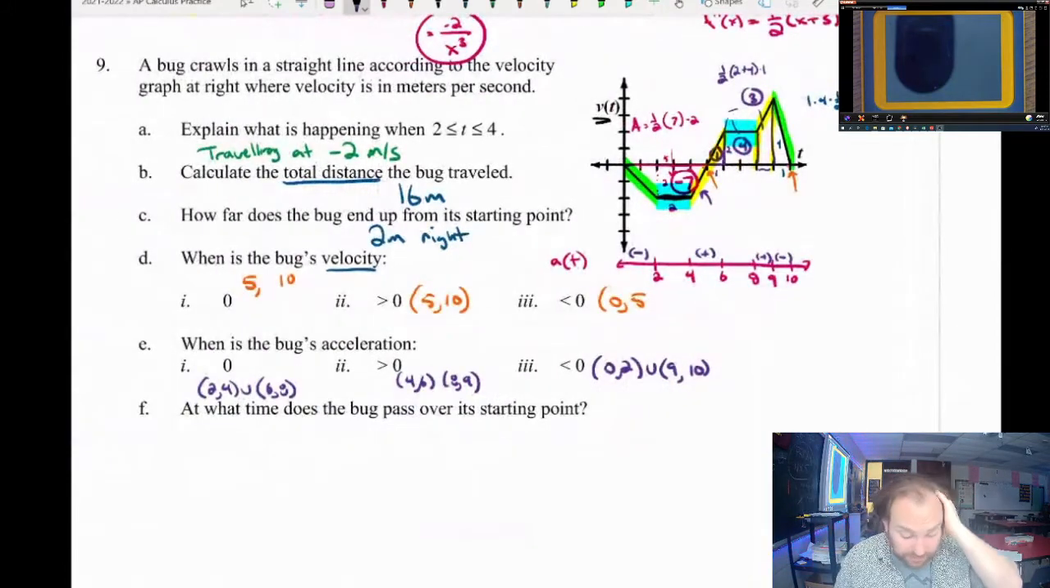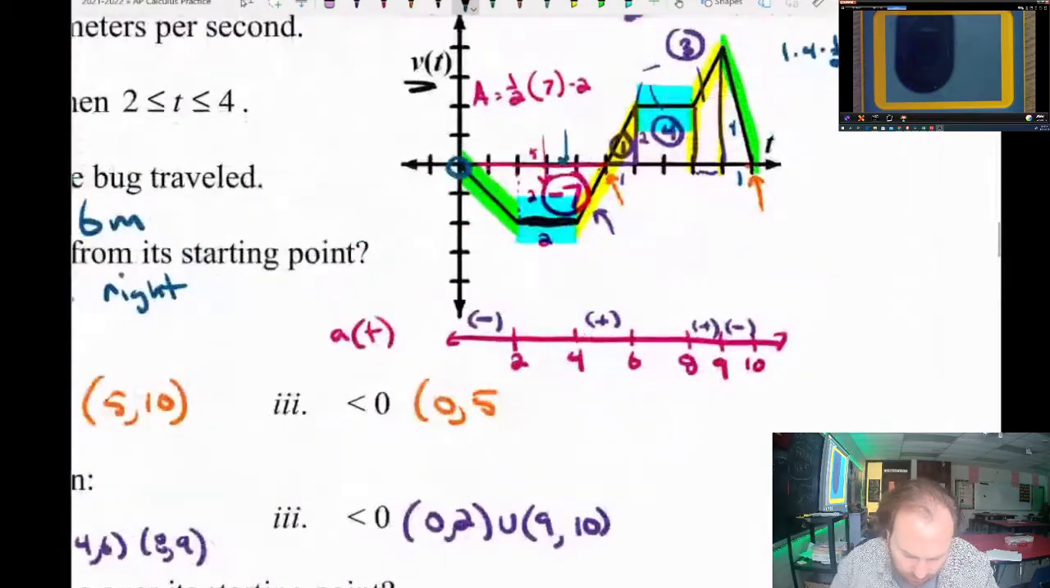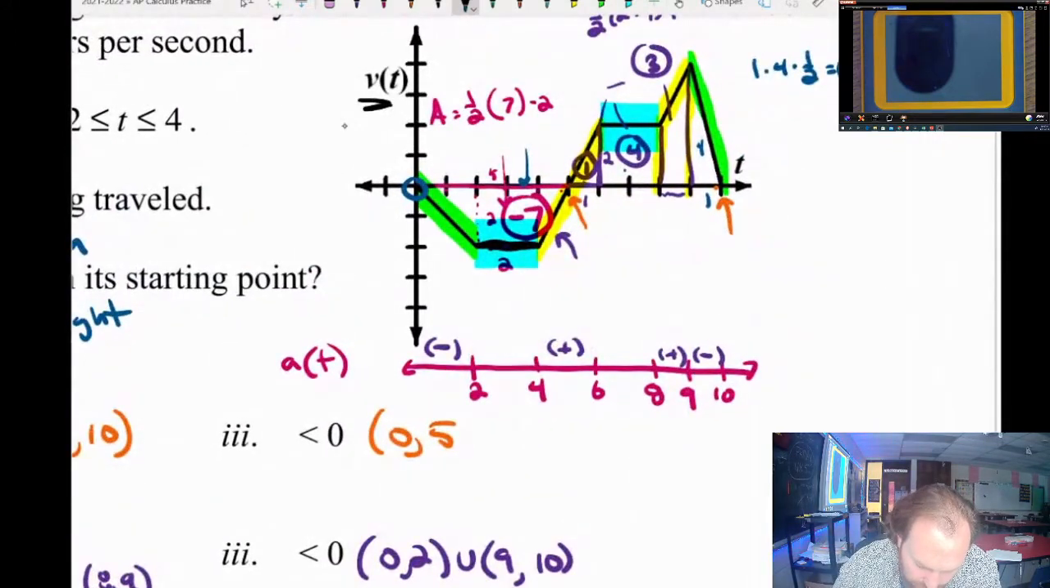At what time does the bug pass over its starting point? That's going to happen. Well, see, if you think about the motion of the bug, it starts here at 0, and then it moves to the left 7 spaces, indicated by the negative 7. Then it goes back to the right, and it crosses 7 spaces after 1, 4, and 3. That's not 7. Ah, shoot, that's a tough question to answer.